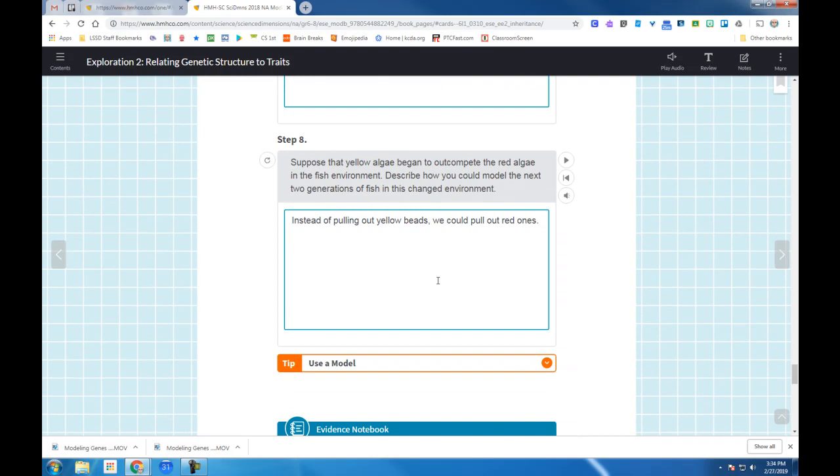So suppose that a yellow algae started to grow. Well, you can imagine the same scenario, only reversing it, where the yellow fish survive and the red fish are picked off. My prediction might be that you would be pulling out red beads instead of yellow. So those six yellow beads that we pulled out, we would then pull out six red beads, and make crosses. I would expect more yellow fish to be common, and over time, eventually producing a lot of yellow fish.